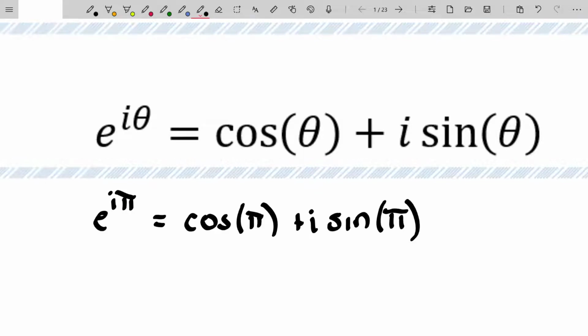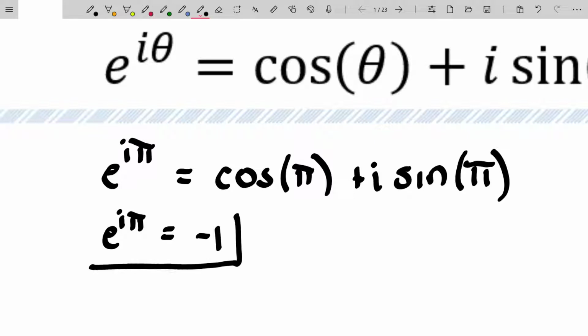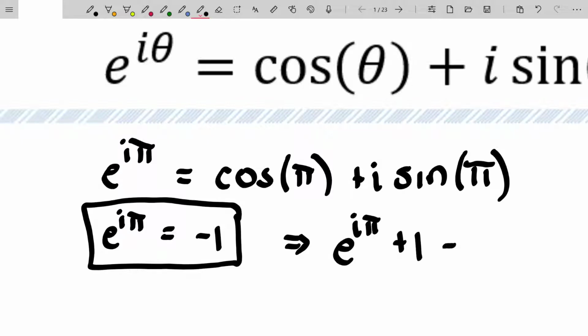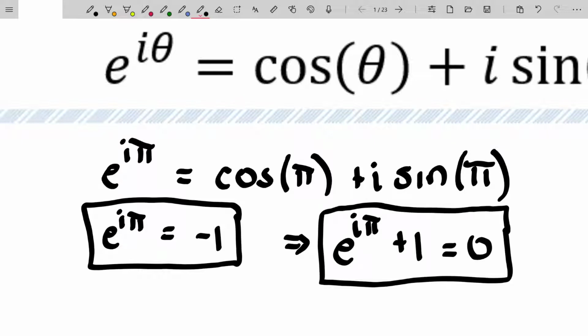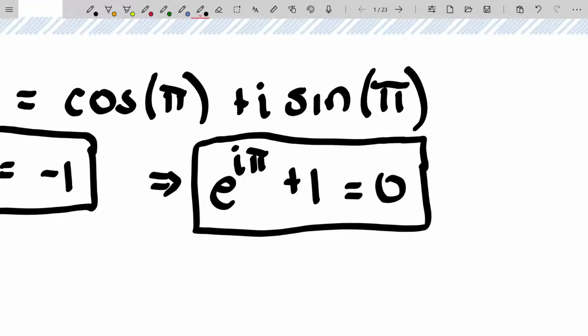Notice I'm just subbing in pi for the angle theta. And when you do that, you get e to the i pi is equal to, well, we know the cosine of pi is -1. We know the sine of pi is 0. And so this is a very awesome equation, because if you rewrite it, you get e to the i pi plus 1 is equal to 0. And these are the 5 special constants, right? e, i, pi, 0, and 1.